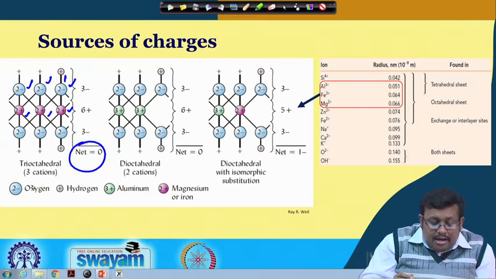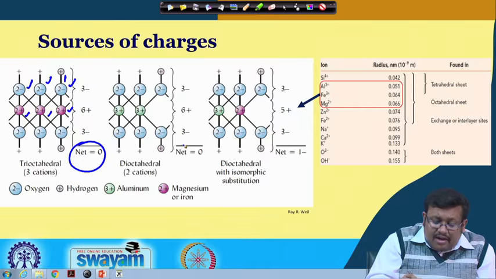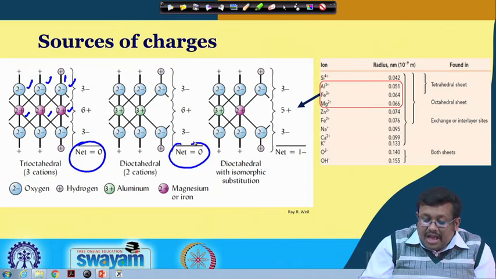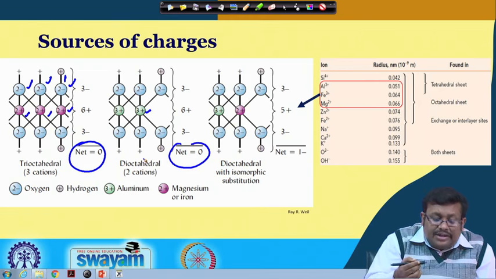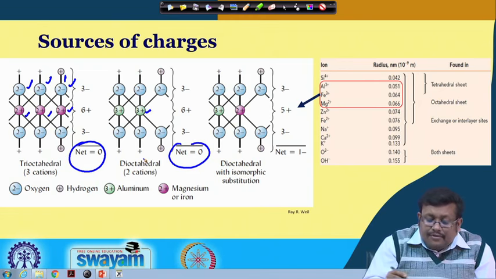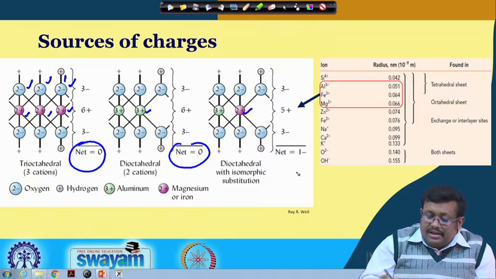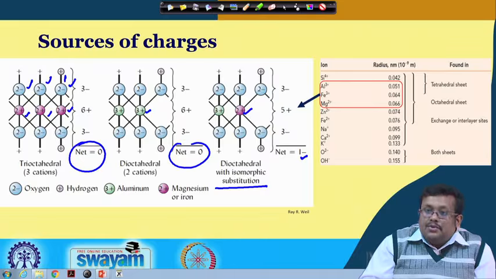However, here also there is a dioctahedral layer where we are getting the total net charge of 0. However, if in this dioctahedral sheet we replace one aluminum with one magnesium, then you can see there is a generation of net 1 negative charge. So this is an example of dioctahedral with isomorphous substitution.